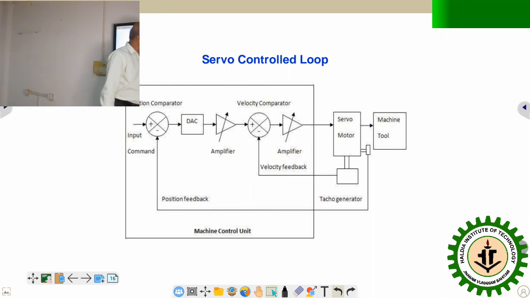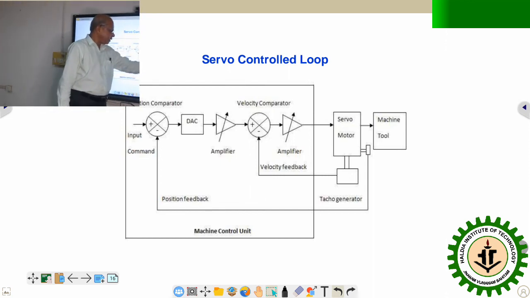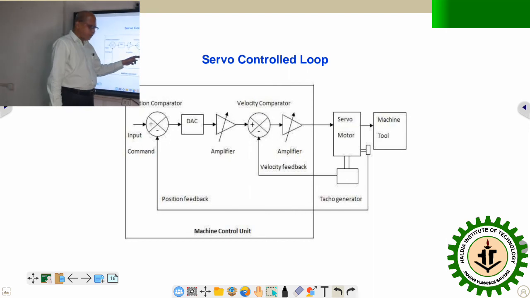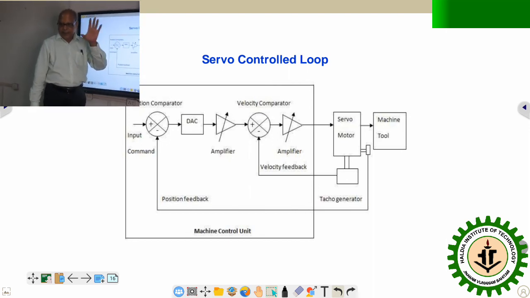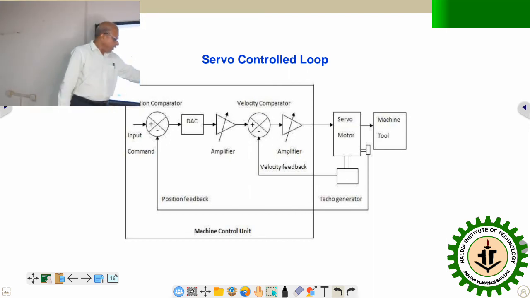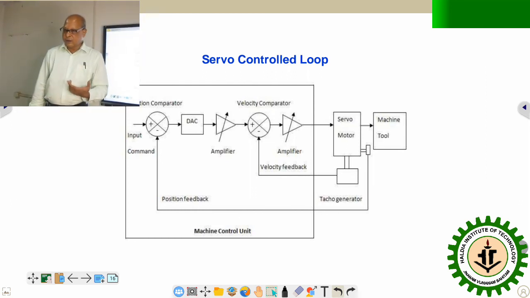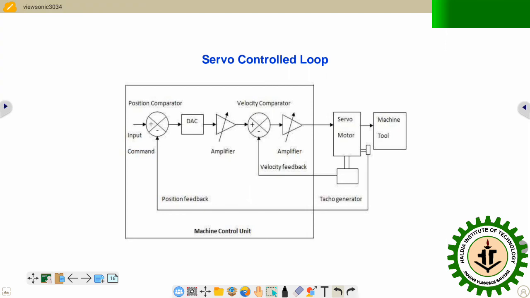This part I have not elaborated. So this is the servo motor, gearbox, machine tool, and these two are basically two different types of transducer or sensors. This is for velocity measurement, which I had called the tacho generator, the preferred one, and in case of position, it may be an encoder or it may be your linear scale.